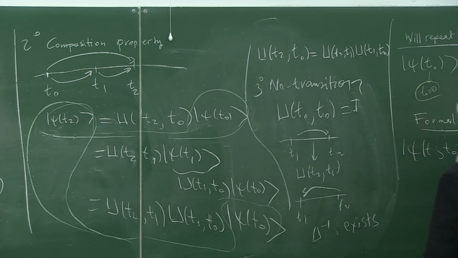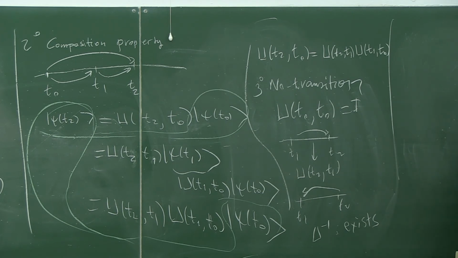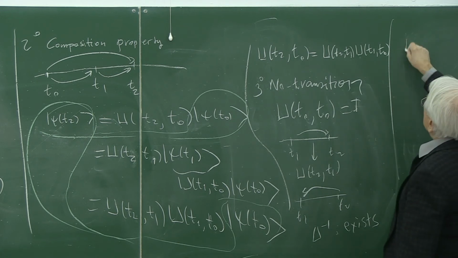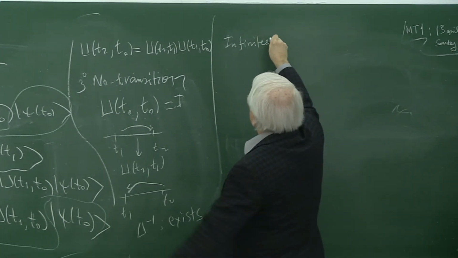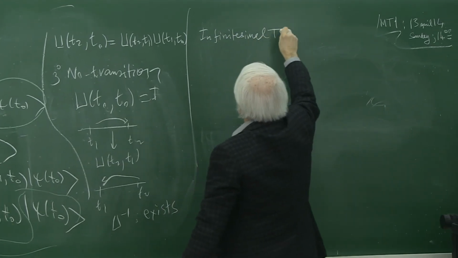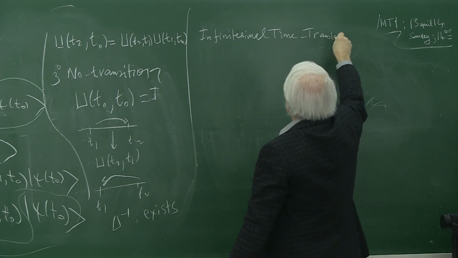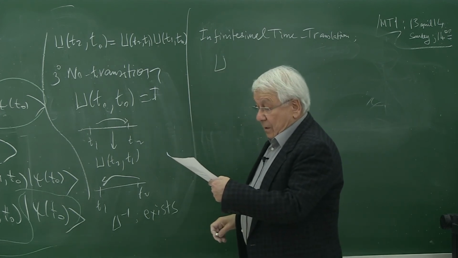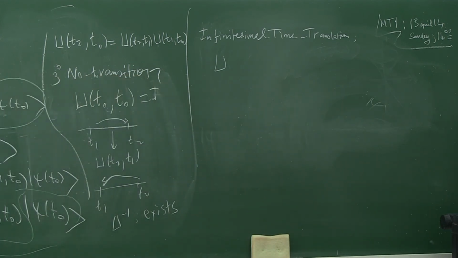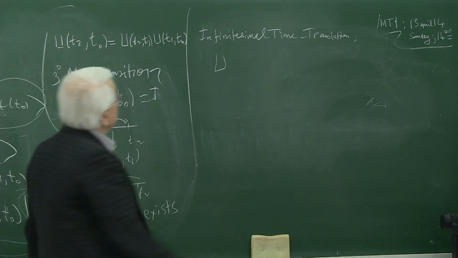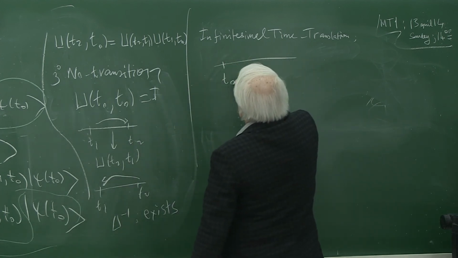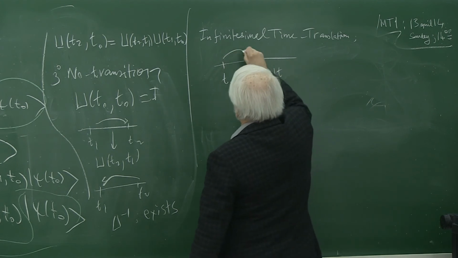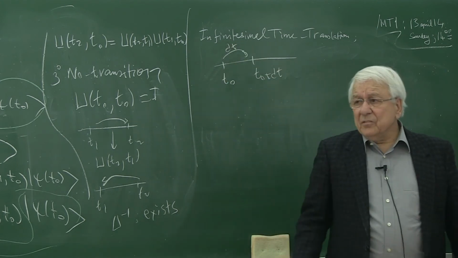We do it in the following manner now. Let's think of the infinitesimal case first: an infinitesimal time evolution, infinitesimal time translation. Notation is, let me follow the book's notation, yes. Let's start from T0 and move to T0 plus dt. Here's a picture. T0 plus dt. The length of that is infinitesimal.